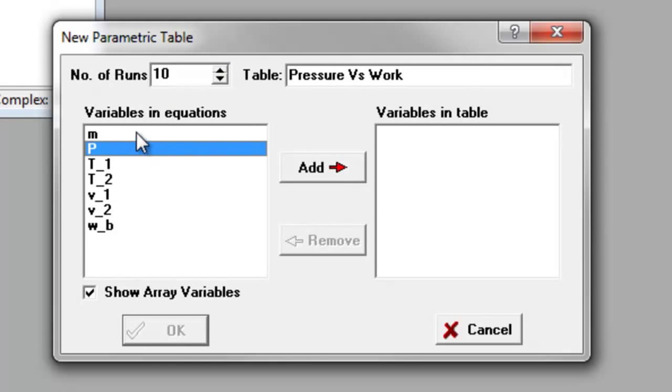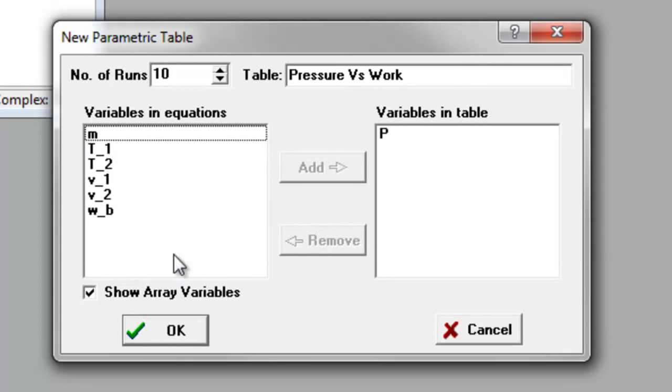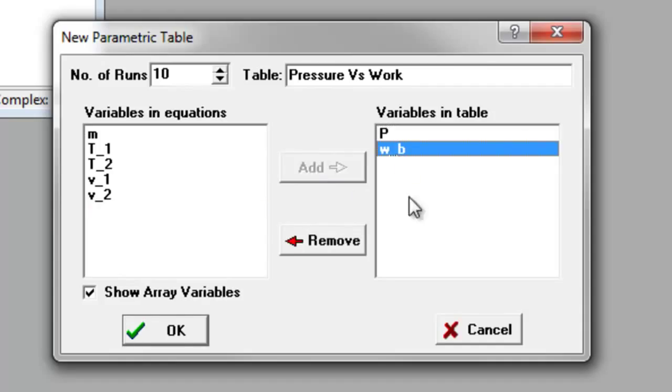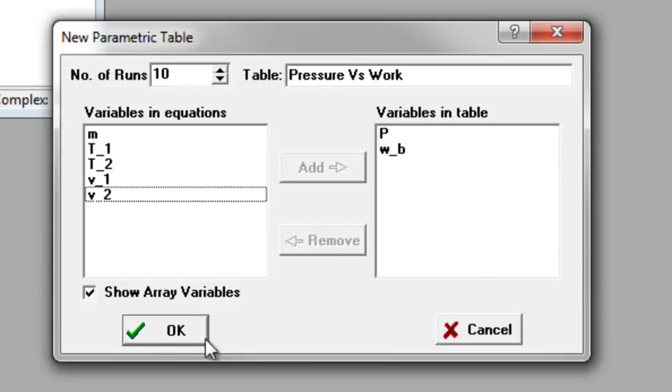So from here, you're going to get the variables that you had in your equations, just like over here on your sheet. And you want to move them over here to the variables that are going to be used in the table. We're going to be looking at pressure. Go ahead and double click to add them, or you can click this to add them in. And we're going to do the boundary work. You can also remove one just by doing that. You can also double click to remove. So just go ahead and click OK.